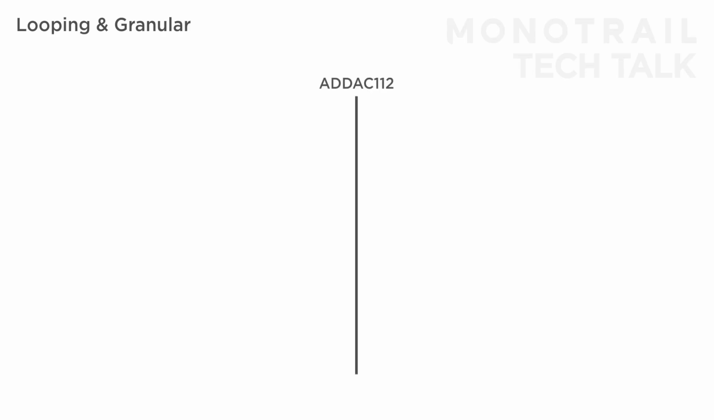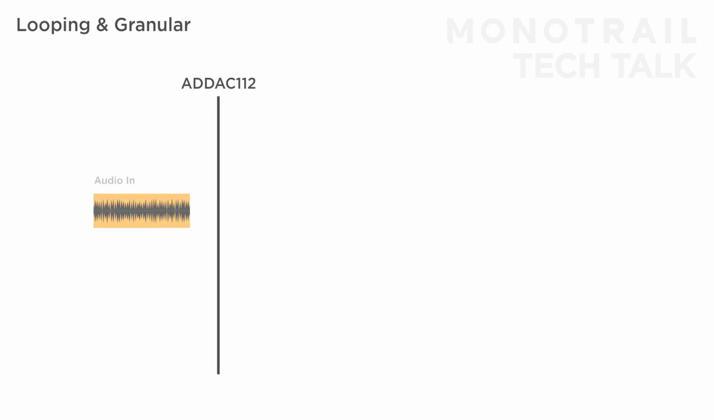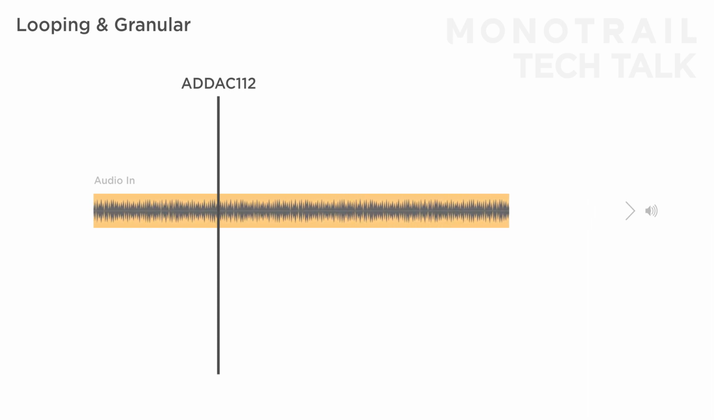Like the name suggests, the module focuses on making and using loops to which you can apply granular processing. Let's visualize that concept. This line in the center is representing the ADDAC112. You can feed it audio either from the modular or from other instruments with a special line level input. That audio can pass straight through the module, so you can hear it if you wish.